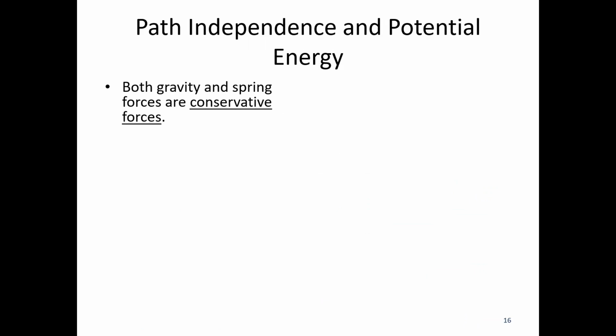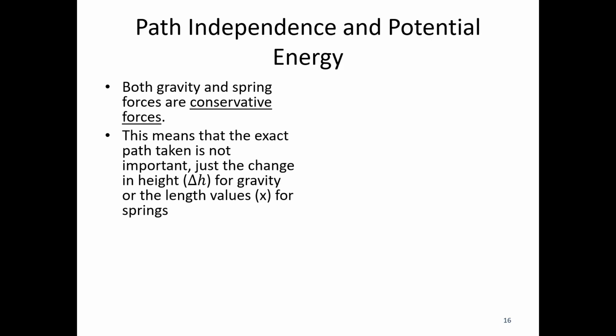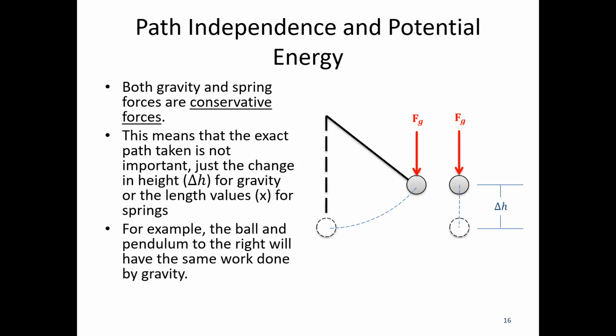Finally, one note with both gravity and spring forces, these are conservative forces. So what does that mean? It means that the exact path taken is not important, just the change in height, delta h, or the spring length values x for the springs. This is easiest to illustrate with a pendulum. So if I've got some ball and I let it drop straight down, this is my delta h over here. The work done by the gravity force in this case is going to be the same as the work done by gravity on a pendulum.